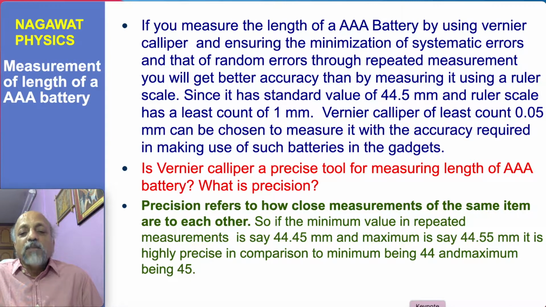It is highly precise, and you may find that if you make the measurement using a ruler scale, you get the minimum being 44 and the maximum being 45. So the difference between the maximum and minimum is 10 times more, it is 1 millimeter.